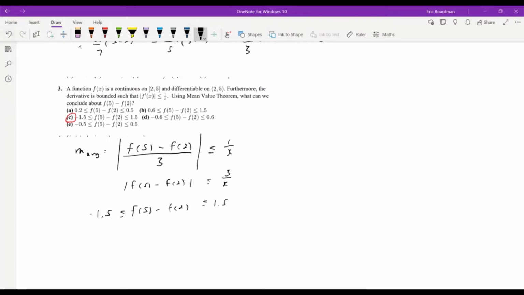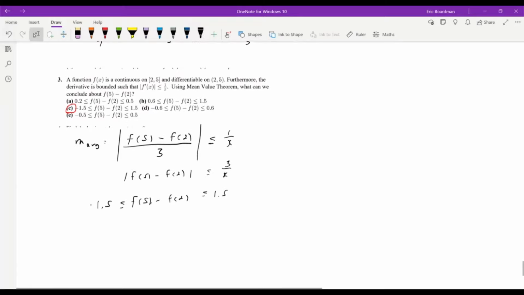Because this whole thing, we can just plug in x equals 2. If we plugged in x equals 5, it would be a lot smaller than x equals 2, because 3 over 5 is 0.6, and then 3 over 2 is 1.5. So we want to maximize this because we want to find the range of f of 5 minus f of 2. Yeah, exactly.